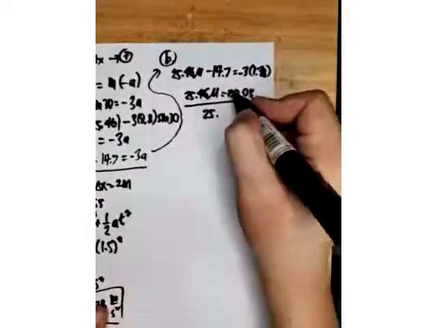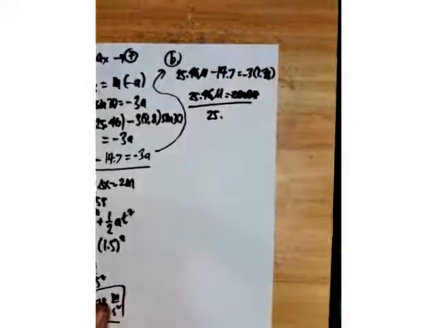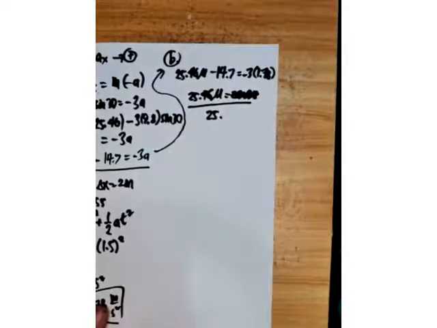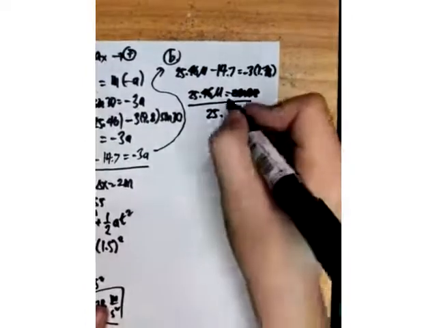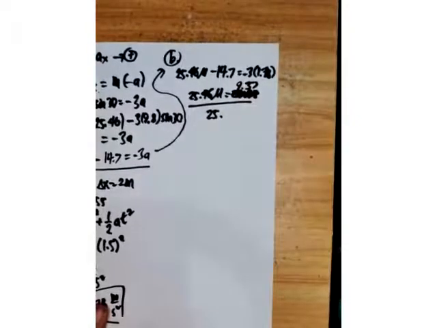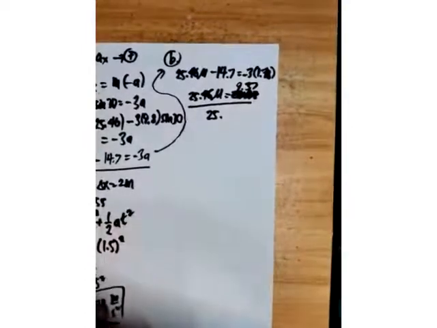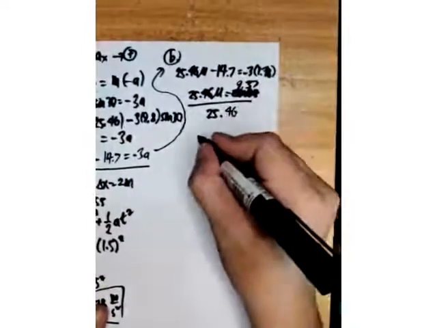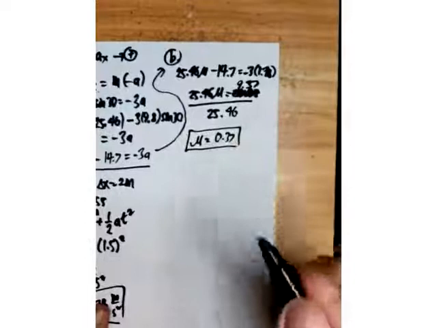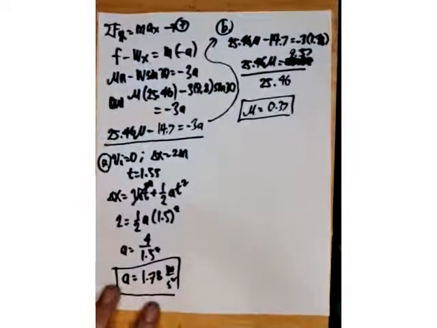Parang mali. Ah, it's just 9.37. It's 9.37 divided by 25.46. So the coefficient of friction is 0.37. Okay, the coefficient of friction is 0.37.